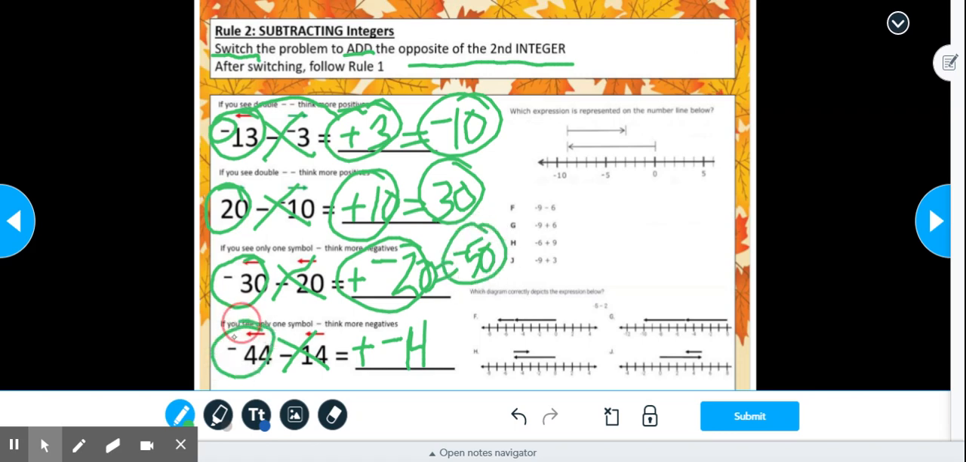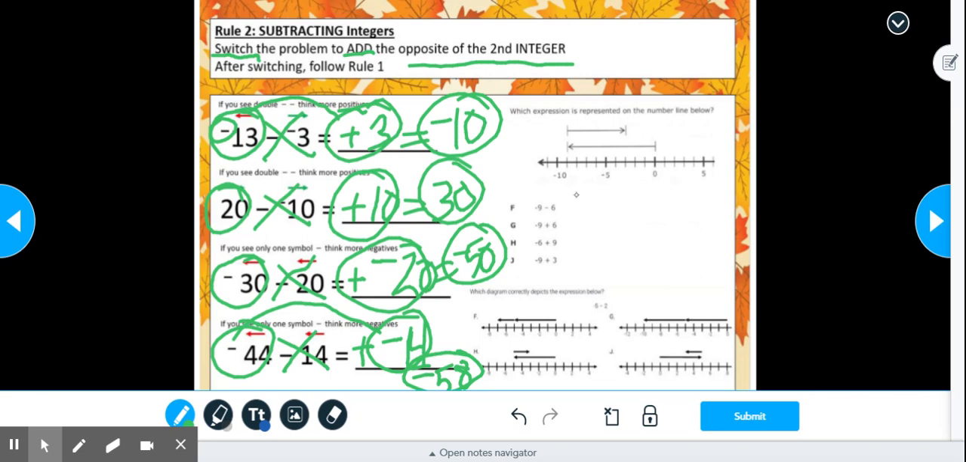And same thing here, negative 44 and negative 14 all together. We look at the sign. Adding just means combine, but we look at these signs, negative and negative, they go together. So we put them all together, and we got 44 negatives and 14, so we get negative 58.